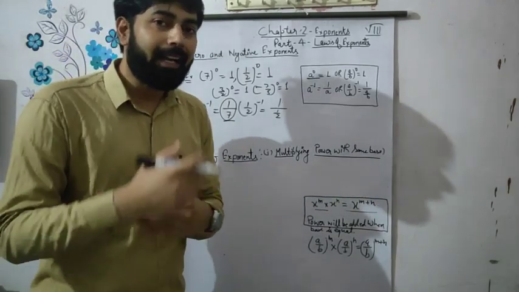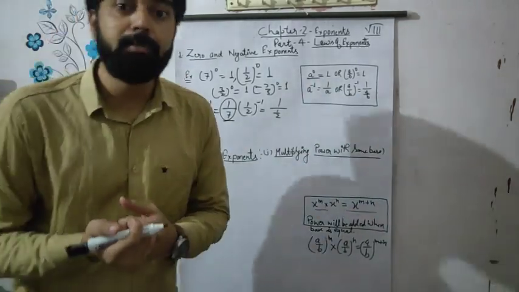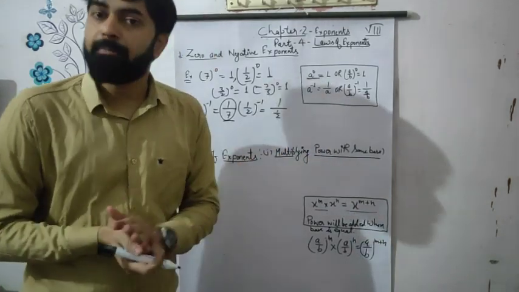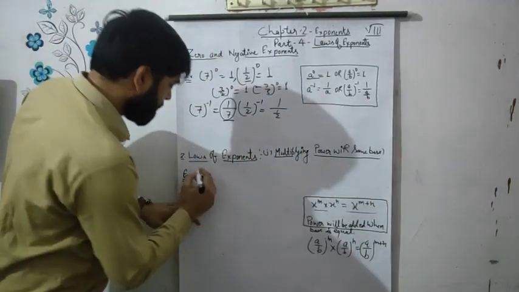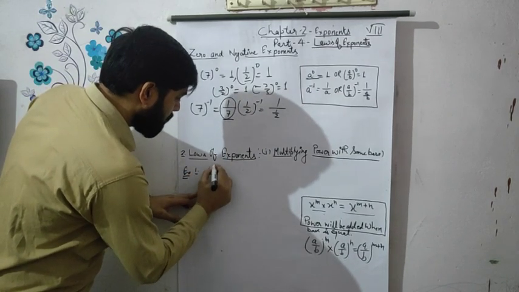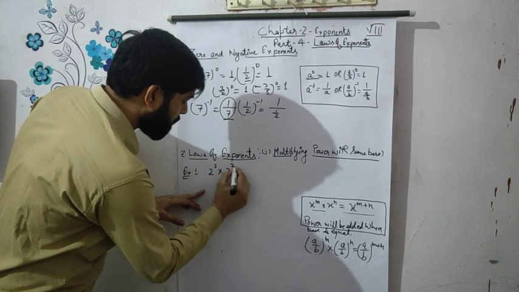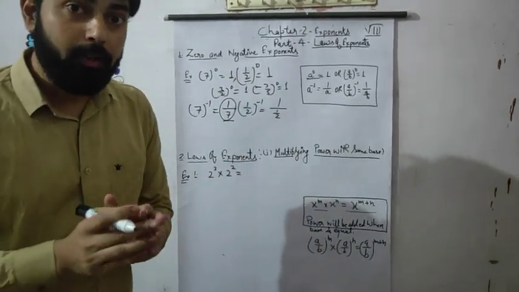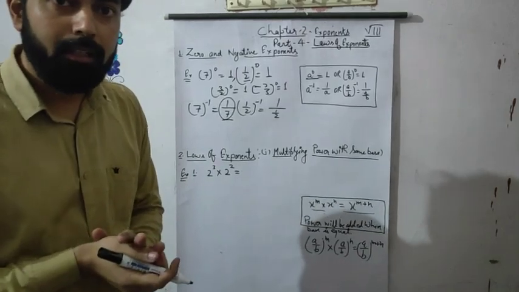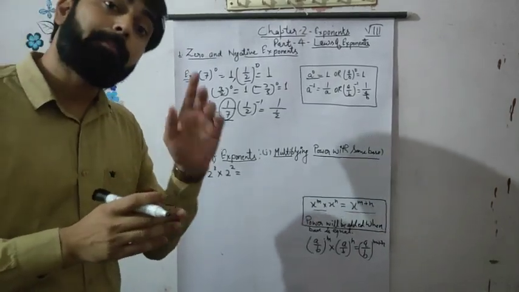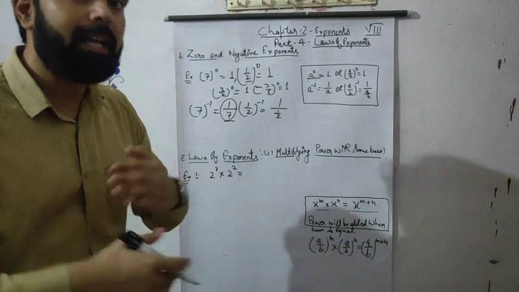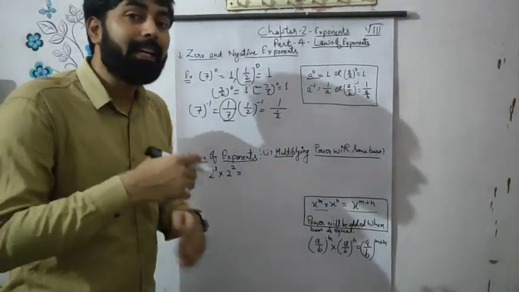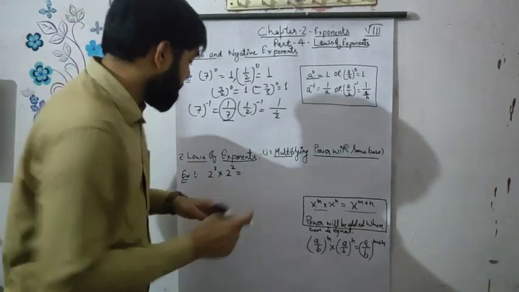Now next heading, laws of exponent. In the laws of exponent, the first law: multiplying powers with the same base. Look here, one example: 2 to the power 3 multiplied by 2 to the power 2. I hope you can solve this question, because you studied in a previous video how to expand and solve the exponential form.